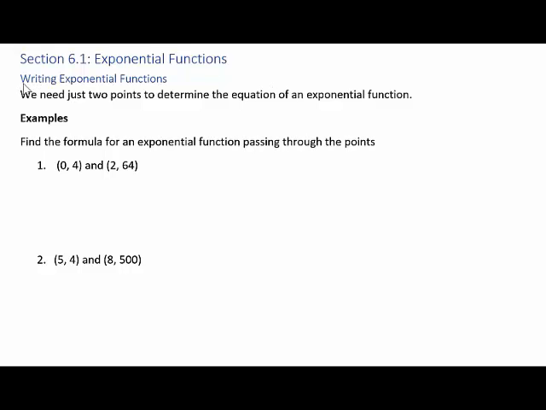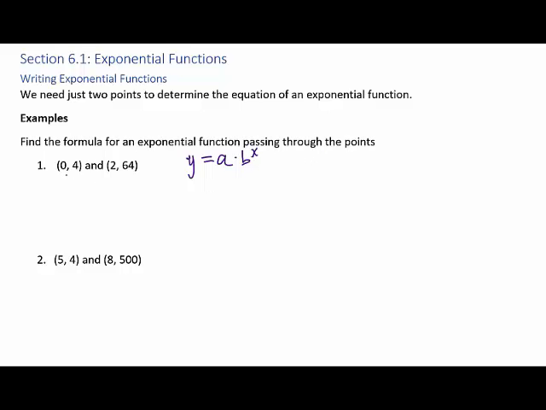Let's take a look at writing some exponential functions if we're given just a couple of points on a graph. For the first example, we're going to find a formula for an exponential function that passes through the points (0, 4) and (2, 64). Remember that exponential functions are of the form y = a times b to the x.